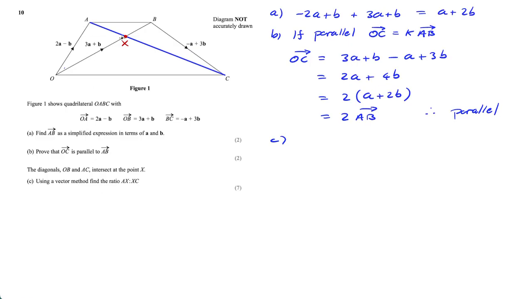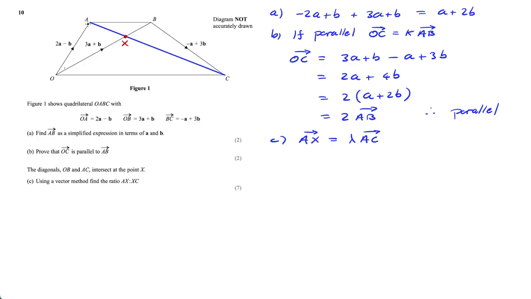Okay, so the way we do this, guys, if you've ever seen me do these in the normal IGCSE papers, is we go from A to X, but we go a few different ways. So one of them is, I'm going to say AX equals some fraction of AC. So it's like lambda times AC.